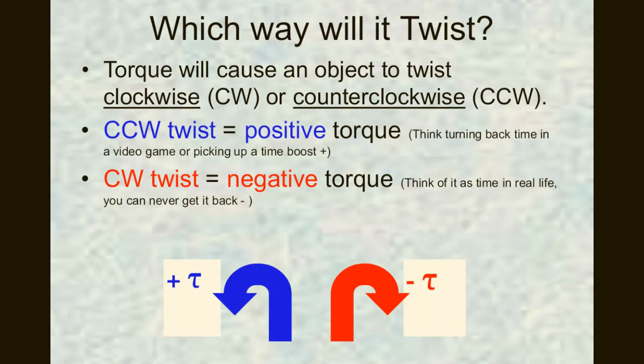Okay, which way will it twist? Now this is important. You do have to realize which way something twists. Torque will either cause an object to twist clockwise or counterclockwise. A counterclockwise twist gives us a positive torque, and I'm going to get into the example for that in a second. A clockwise twist gives us a negative torque.